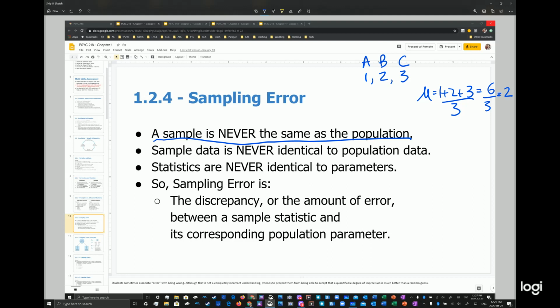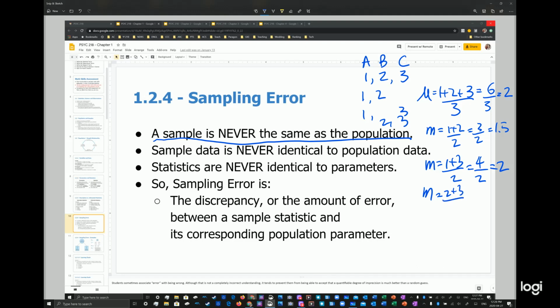But let's say we can't ask everybody for some reason and we can only ask 2, just one fewer. I could ask person A and B, but not C. So I could get a mean here of 1 plus 2 over 2, that's 3 over 2, that's 1.5. I could also ask A and C, 1 and 3. In this case, it'll be true just because the numbers match, but it's not like we're going to get this every time. And the last option is B and C, 2 and 3, and we get the result of 2.5.